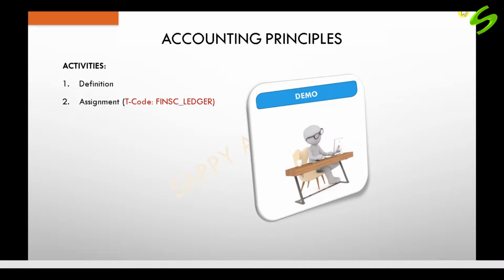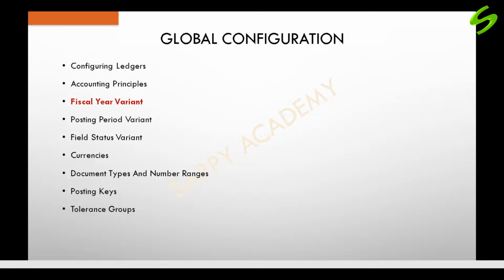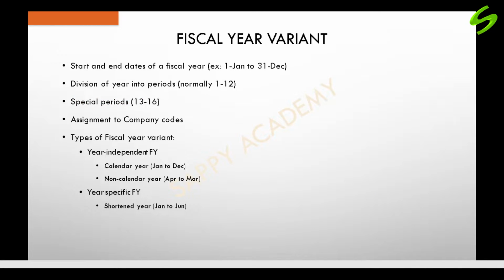Let's move on to the next topic, fiscal year variants. The start and end dates of a fiscal year and division of the year into periods are specified in a fiscal year variant. In addition to normal periods, SAP provides up to 4 special periods to be used during period end closing. Special periods can be opened or closed independently to normal periods. Once defined, the variant is assigned to relevant company codes and controlling areas. The fiscal year and periods are created according to legal requirements and as per requirements of accounting department of the company.